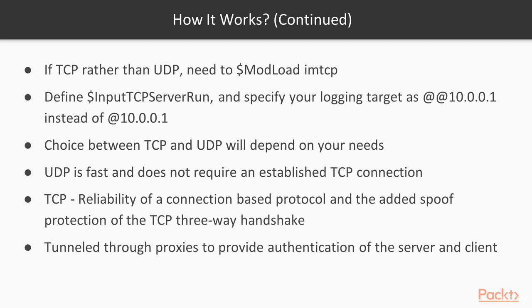As a downside, however, it is trivial to spoof the source of UDP messages, which could potentially lead to someone giving you false logs. It is also impossible to notice if you have dropped messages. Using TCP instead provides you the additional reliability of a connection-based protocol and the added spoof protection of the TCP three-way handshake. It can also be tunneled through proxies or wrapped in TLS to provide authentication of the server and client.